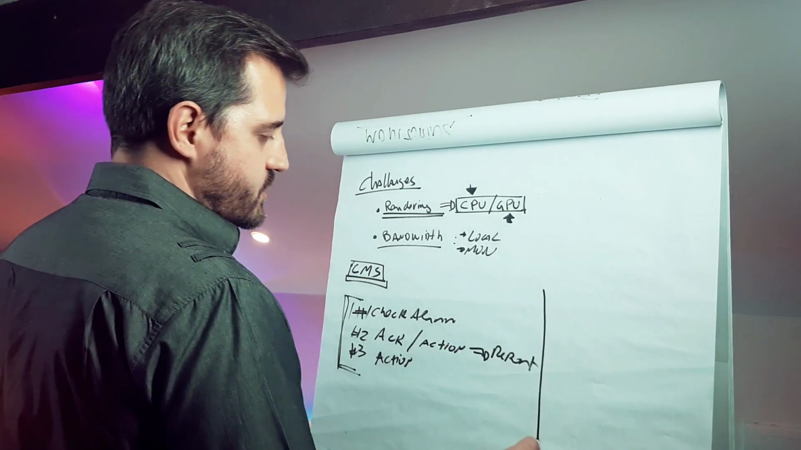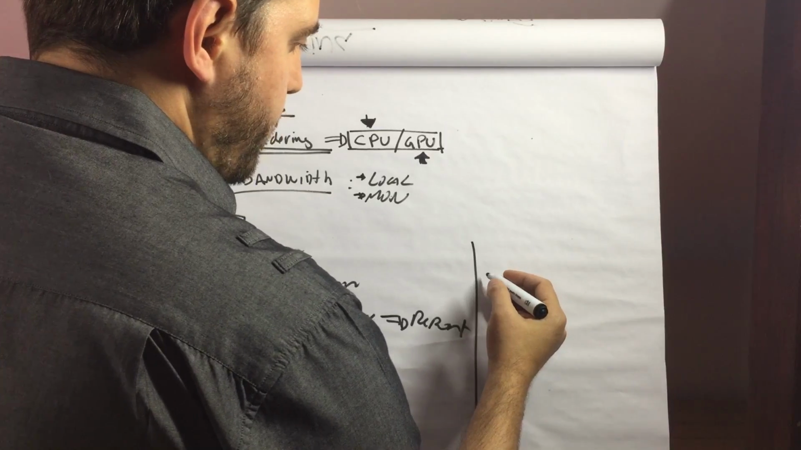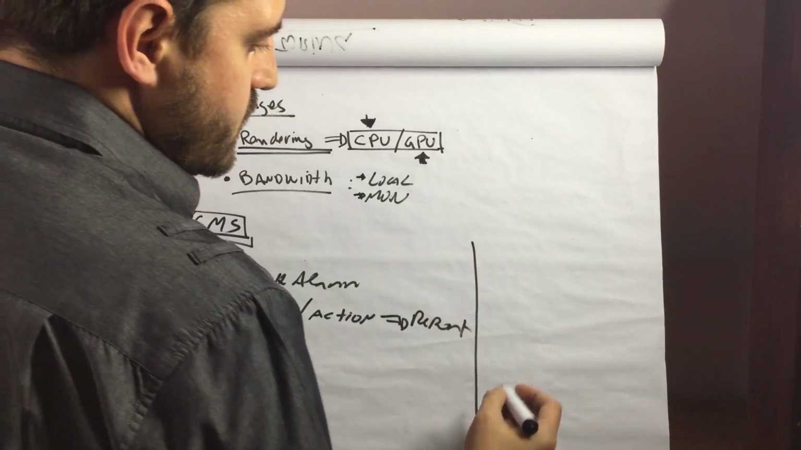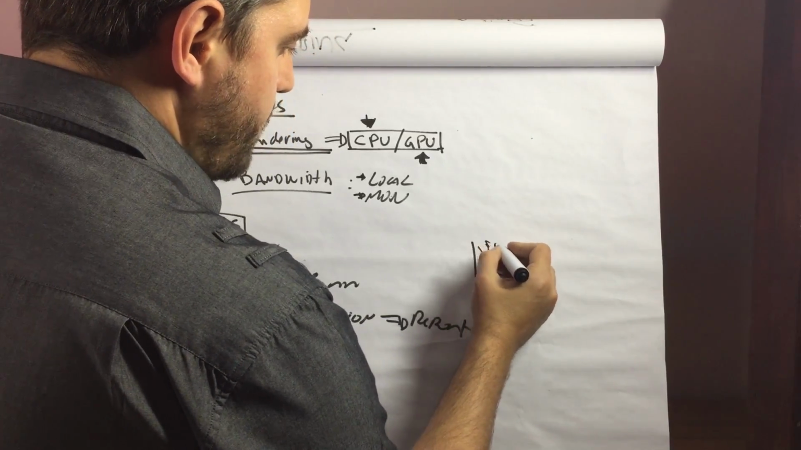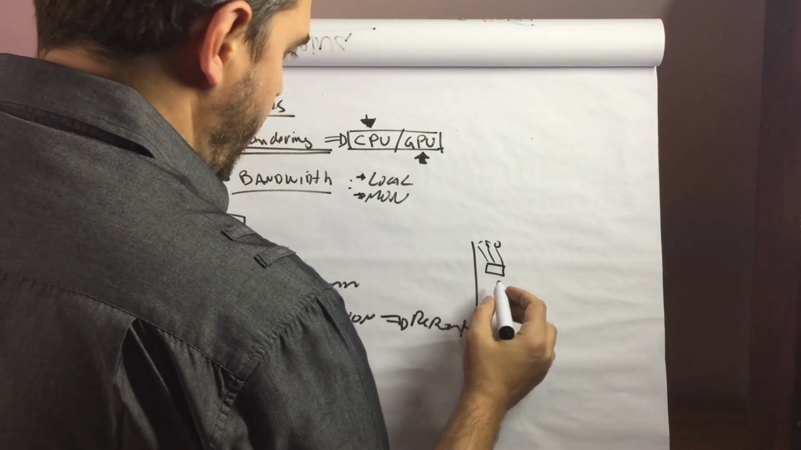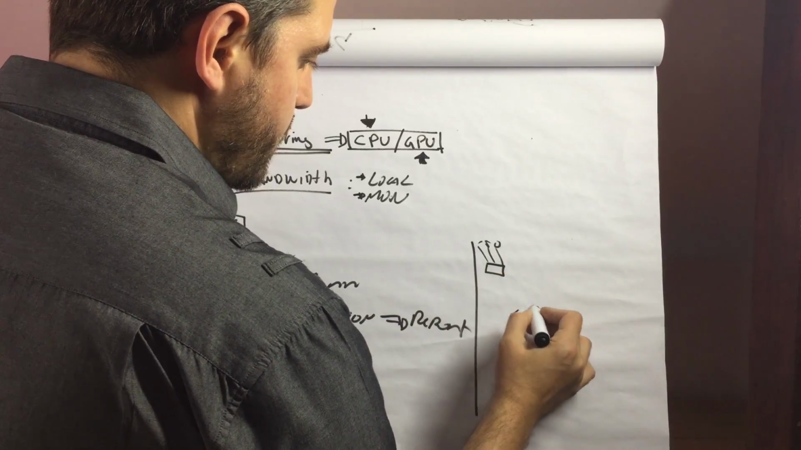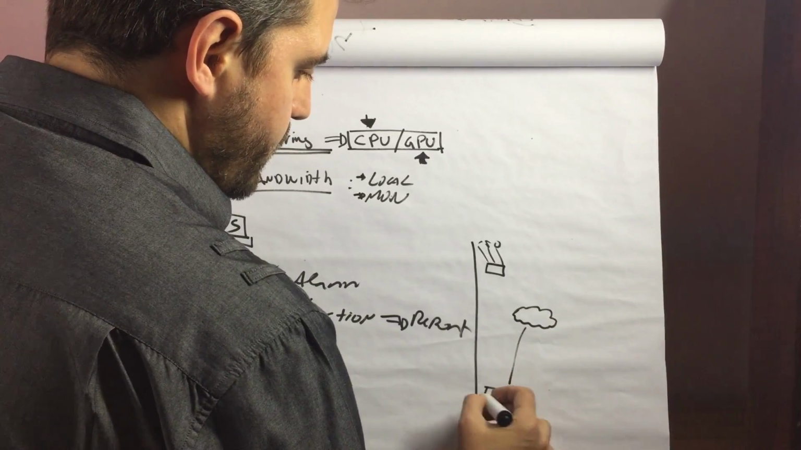And talking about CMS, we have different types of monitoring solutions. Let's assume here the NVR with the cameras, and then we have the internet here, and here the monitoring room with a video wall.